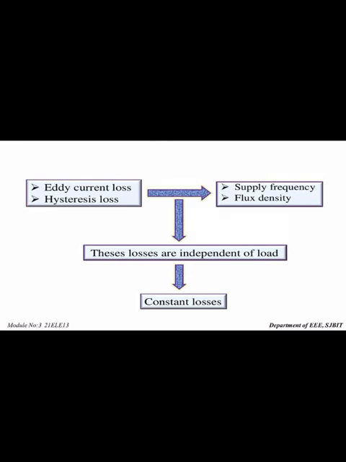So if you consider the eddy current loss and the hysteresis loss, it depends on the supply frequency and the flux density. So that is the formula, if you remember, for the eddy current loss and the hysteresis loss. Hysteresis loss is proportional to B max to the power 1.6 into f, but eddy current loss is proportional to B max square into f square. It depends only on the supply frequency and the flux density, and these are independent of the load, so it will not depend on the load that we connect. So that's why these are called constant losses.